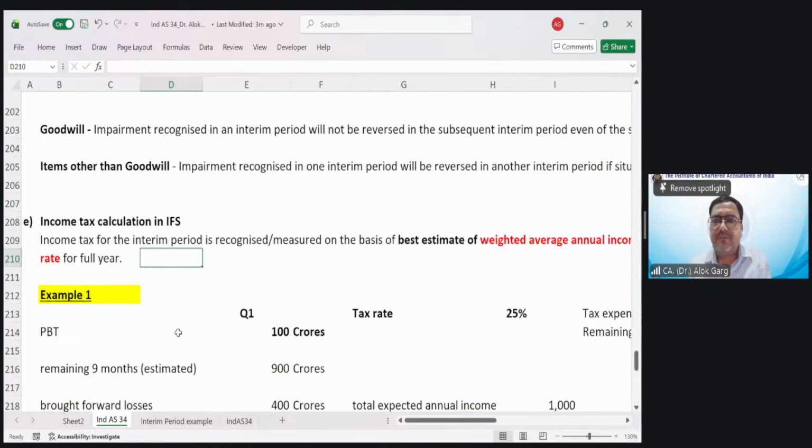The answer is no. And my dear friends, this brought forward loss was not confined to only quarter one. It was related to the full year, right?